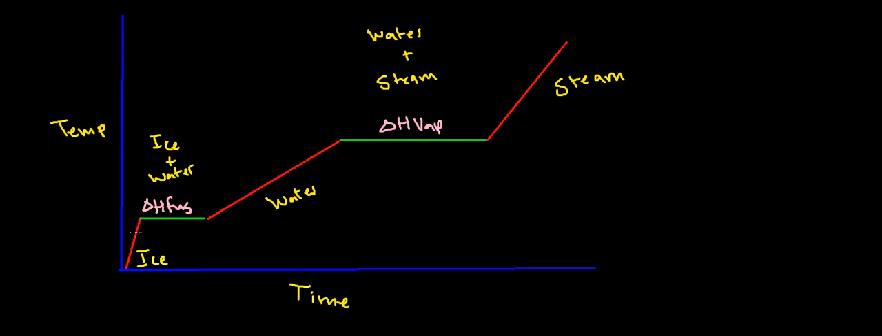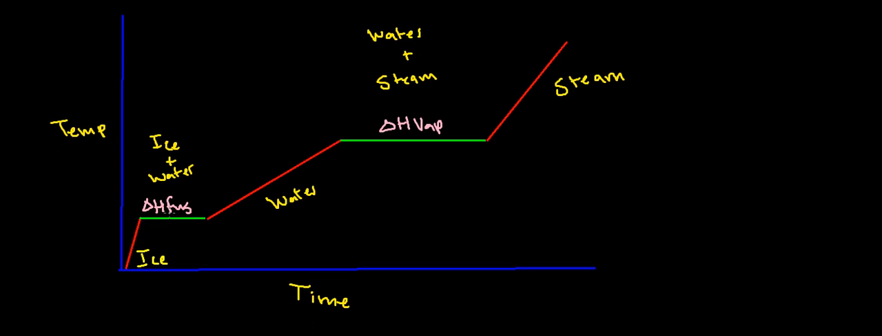That is because it takes energy to break apart its solid structure, and this amount of energy is called the delta H fusion. It has two other names: the heat of fusion or the enthalpy of fusion. And at this point both ice and water exist.